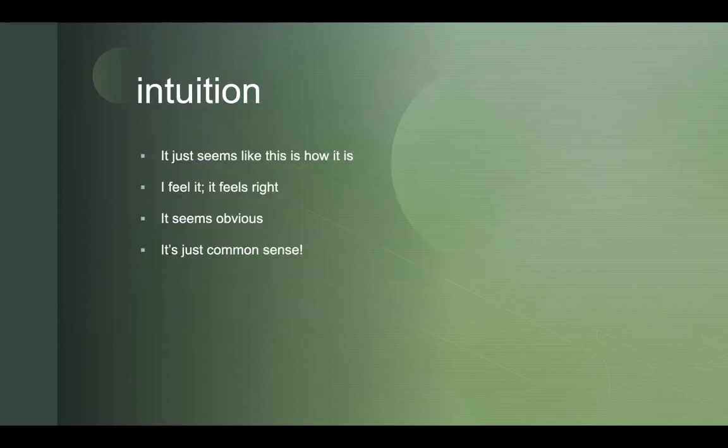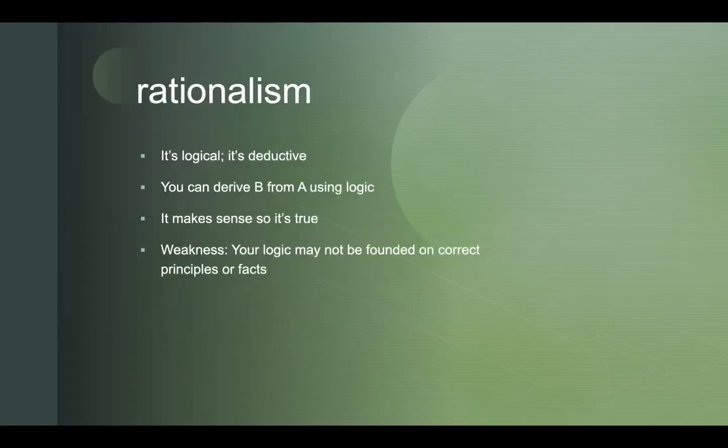Intuition is where you say it's just as obvious. This is common sense. It seems like this is how it is. It just feels right. It's intuitive. Okay, so that's what intuition is. Rationalism, logical, deductive. You derive B from A using logic. And so when we talk about deduction or deductive reasoning, we're really talking about rationalism. So one of the weaknesses there is that your logic might not be founded on correct principles. And so if you're not using correct principles, then what you derive from your not correct principles might not be correct.